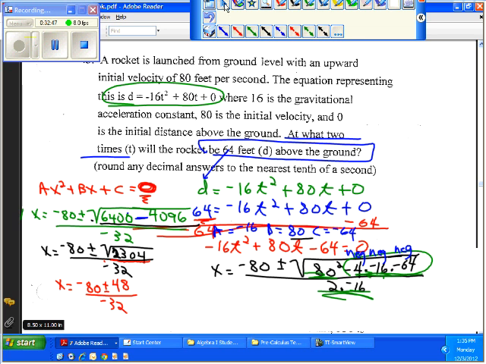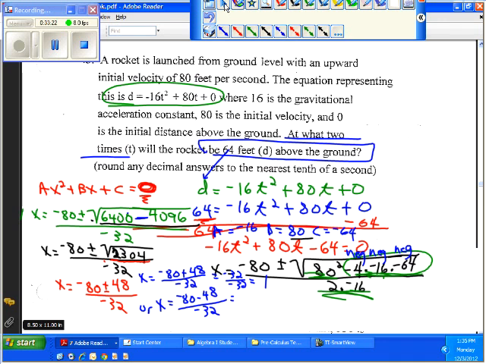Then, because we've now taken the square root, we can apply the plus or minus. So we will have x equal to negative 80 plus 48 over negative 32, or x equal to negative 80 minus 48 over negative 32. On the top, we would have negative 32 over negative 32, which is 1 second. In 1 second, it would be 64 feet above the ground.